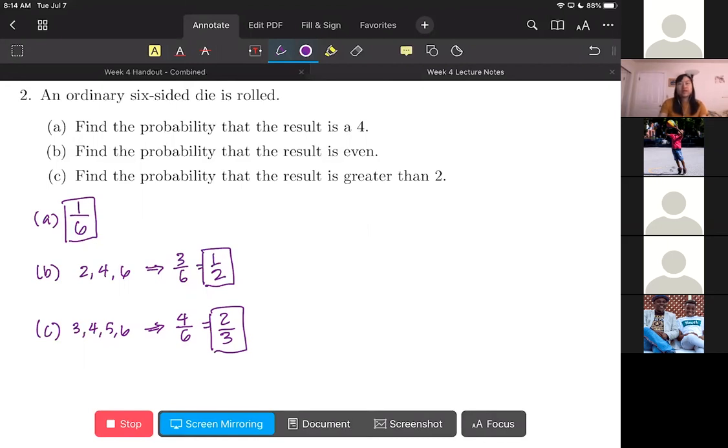Are you guys finding this, you understand this? Pretty easy? Or any questions? All right, I'll take that to be no questions, and we'll move on to slightly harder problems.